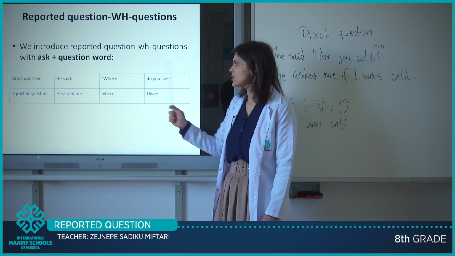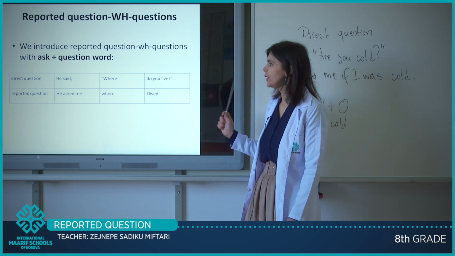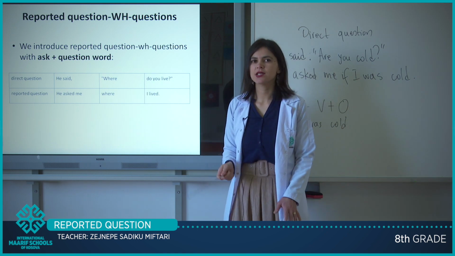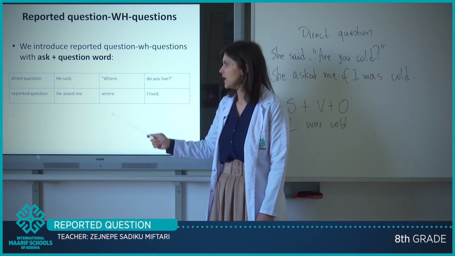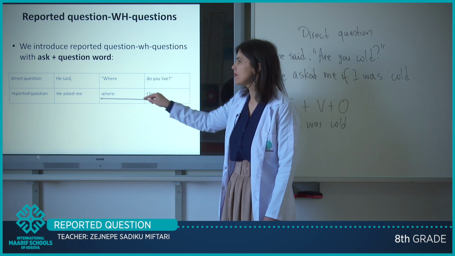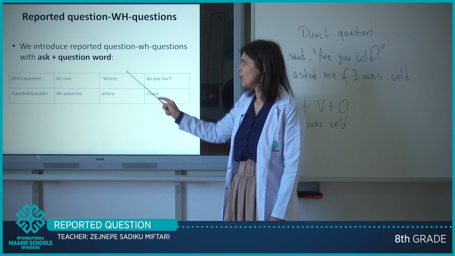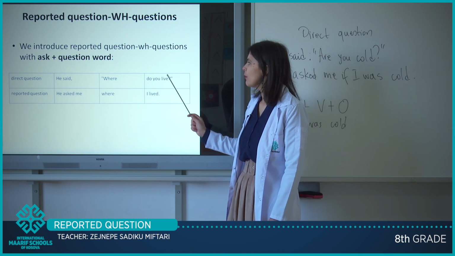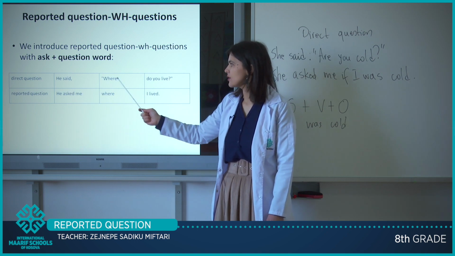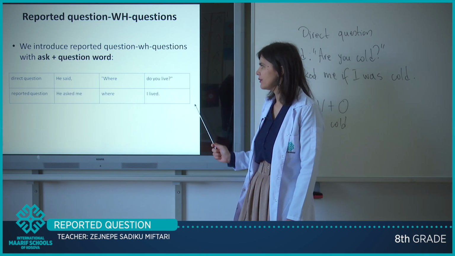So we have the question. He said, where do you live? The reported question in this case has to be, he asked me. So we replace the verb said, and now we have the verb asked. Where, we have the same question word, but it's not a question anymore. We have to say, he asked me where I lived.